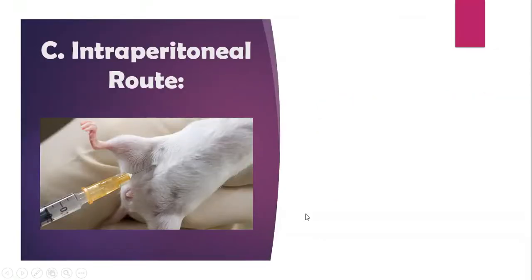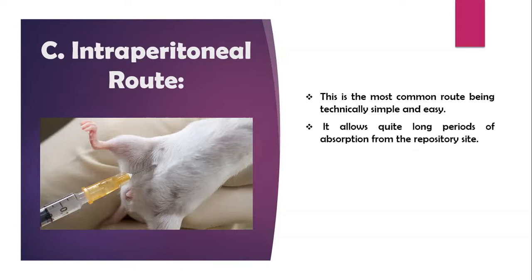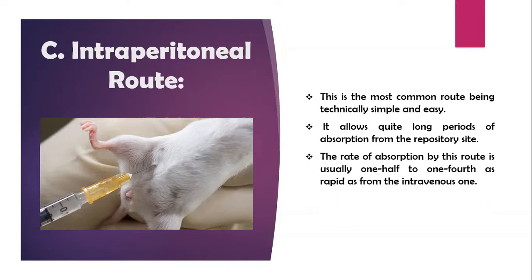The next route in the parenteral route is the intraperitoneal route. This is the most common route, being technically simple and easy. It allows quite a long period of absorption from the respiratory side. And the rate of absorption by this route is usually 1/2 to 1/4 as rapid as from the intravenous route.